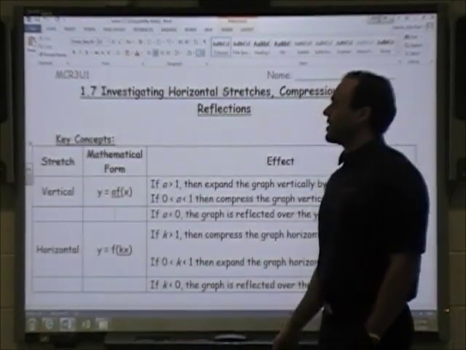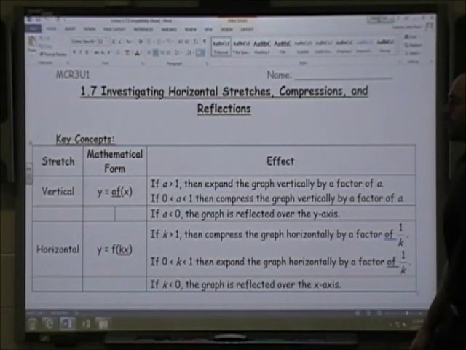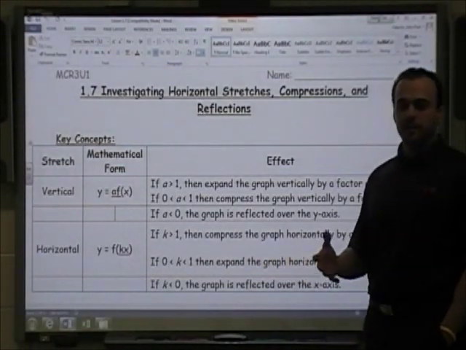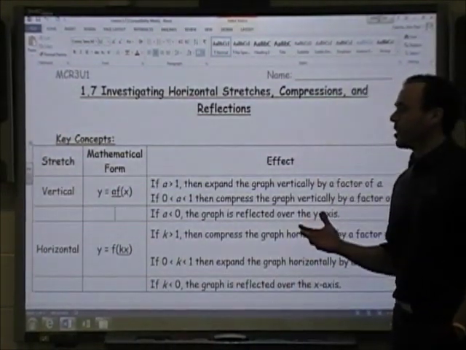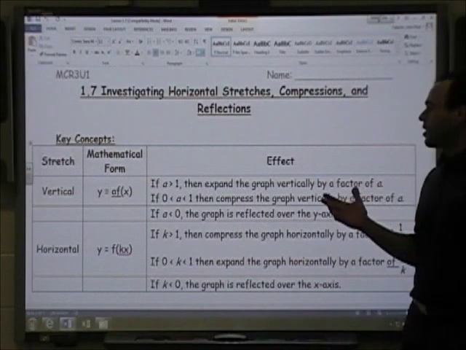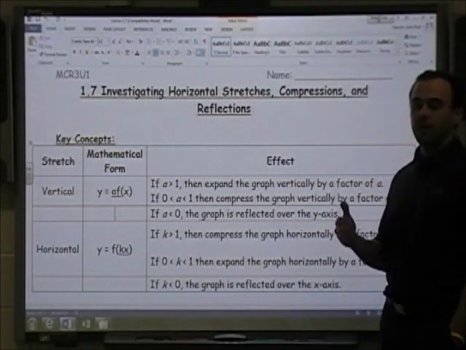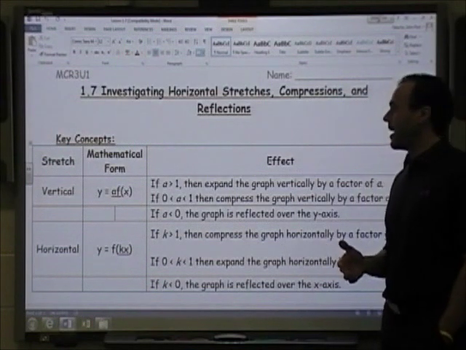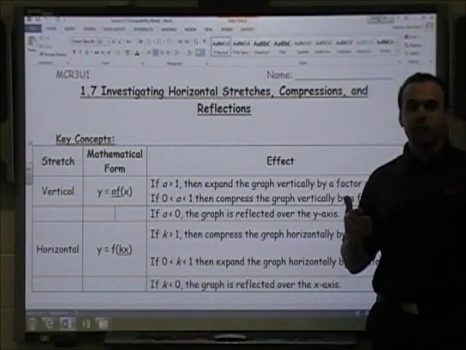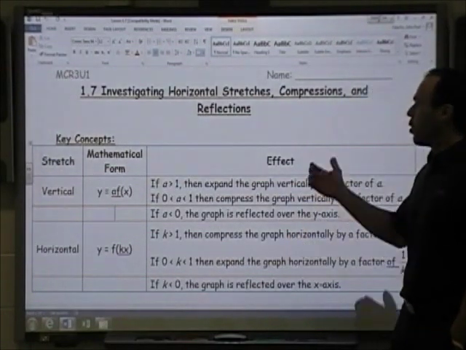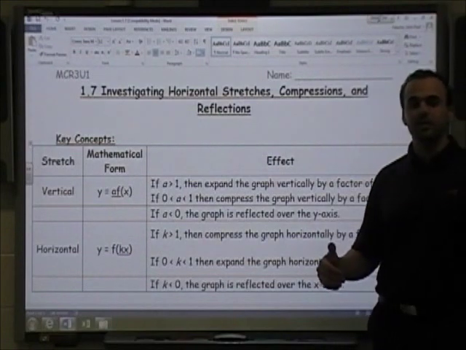So we're going to do 1.7, investigating horizontal stretches, compressions, and reflections. So far in this last year and this year, we've done all of the stretches and compressions and the translation shifting left and right, up and down. We focused on vertical stretches and compressions and reflection on the x-axis, but we never looked at a reflection on the y-axis or horizontal stretches or compressions. So that is what the new transformation is this year.